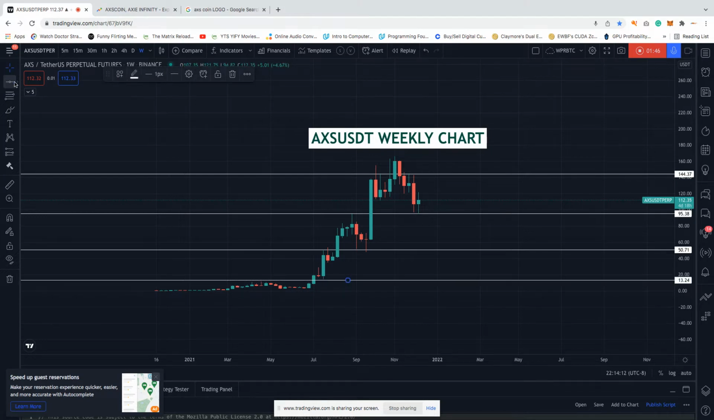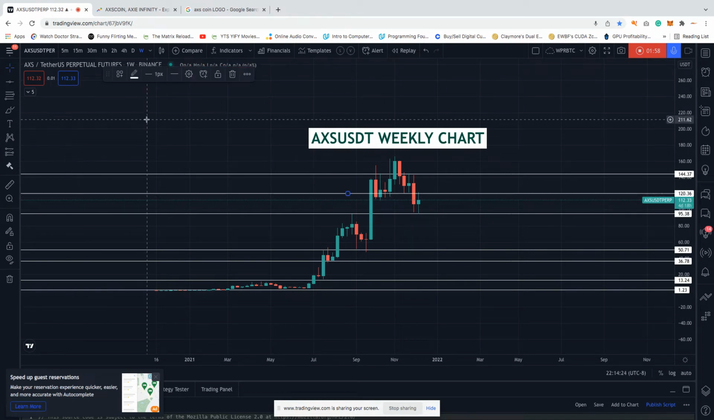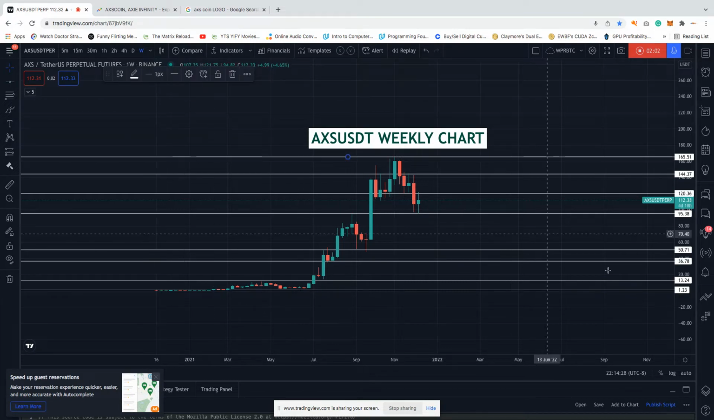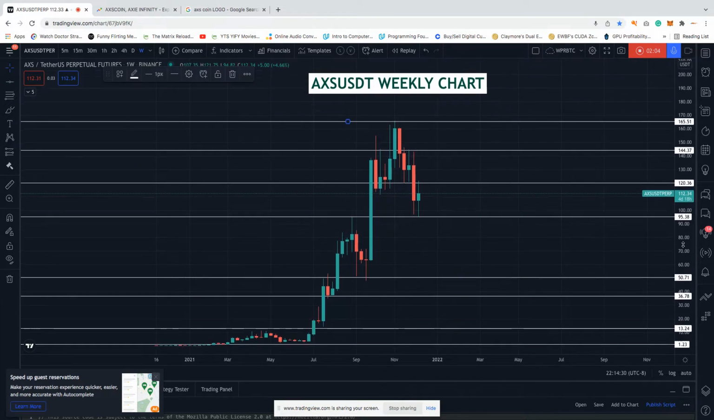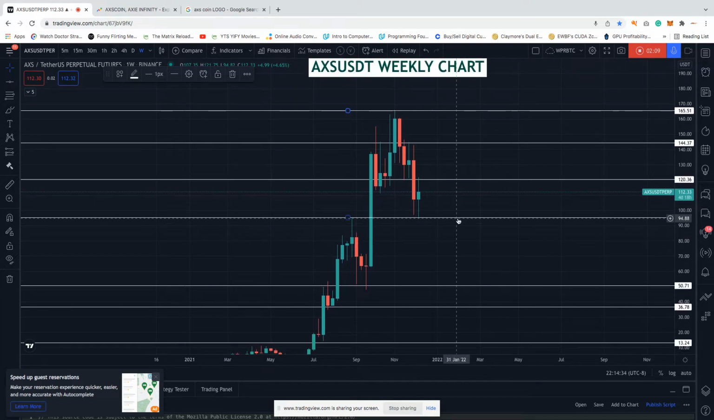I'm using the horizontal line to get all these support and resistance levels, and I can tell you quite clearly there's one right here, and there's another one I can put right here. So these are obviously the most important support and resistance on the weekly chart. But hey, just look at this chart.